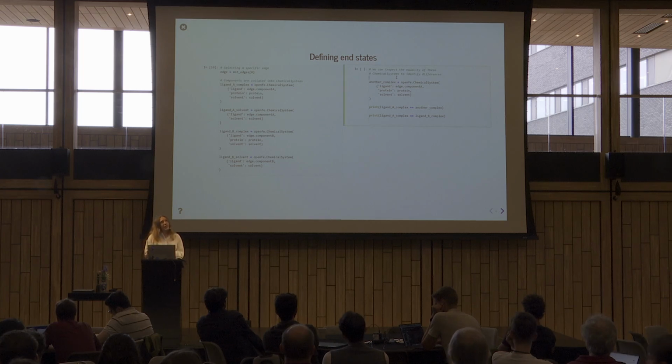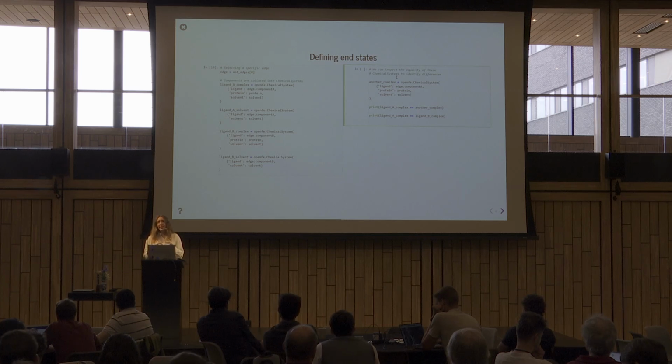Now, it's kind of an interesting way of thinking about end states, about these chemical systems. We can actually use these chemical systems to see if end states are the same, then the chemical systems should be the same, or if the end states are different, and then we have to run a transformation to go from one end state to the other one.